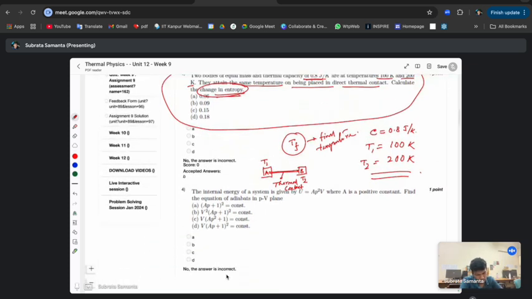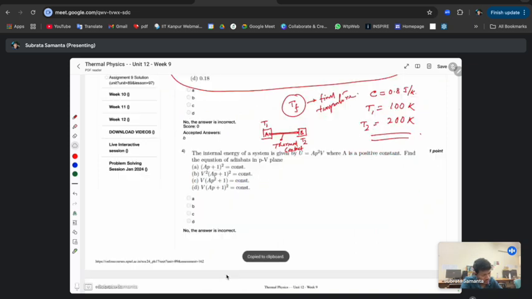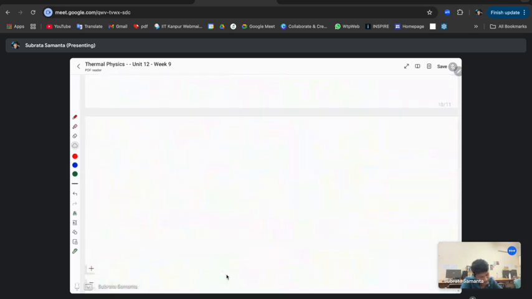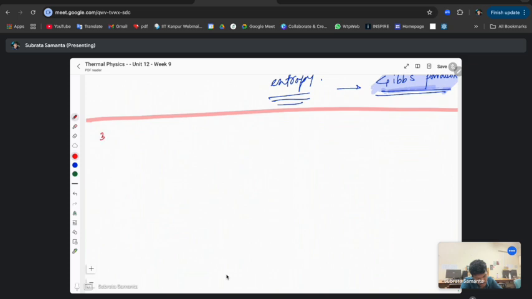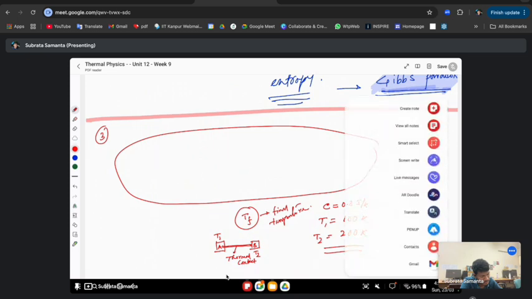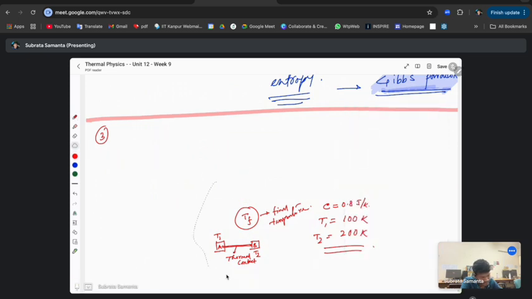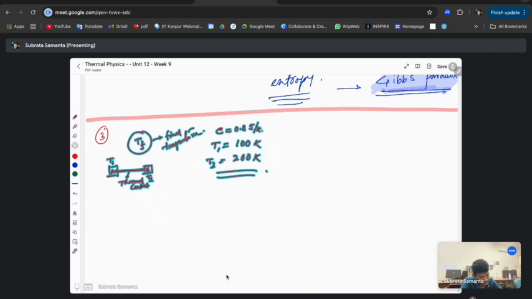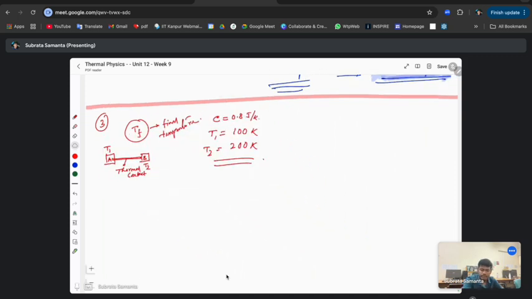Okay, so we'll go back to the last page where I solved this. So this is problem number 3. Any suggestion how to compute this? So what is the change in entropy of the first body? Let's say A. I denoted this as the first body A and this as the B body. So what is the change in entropy?